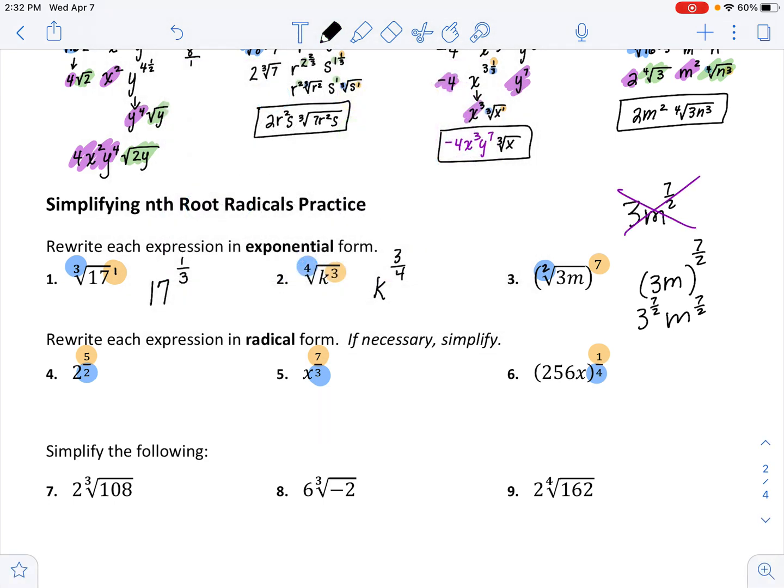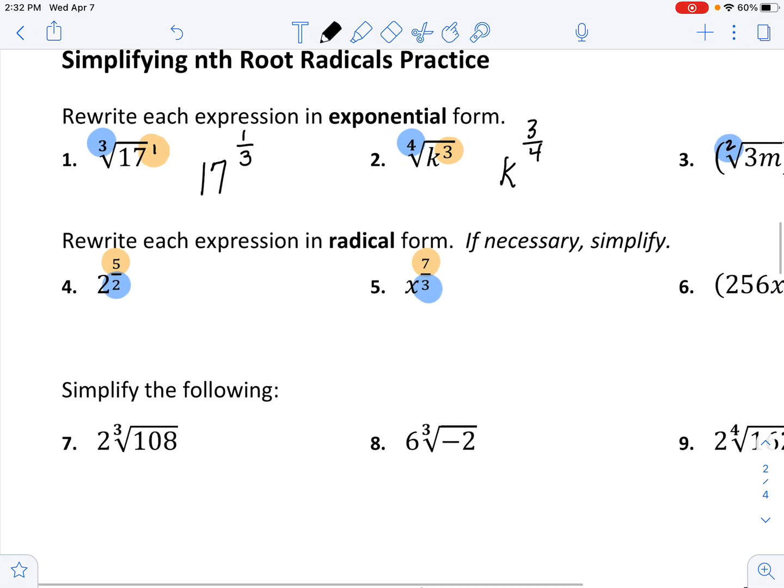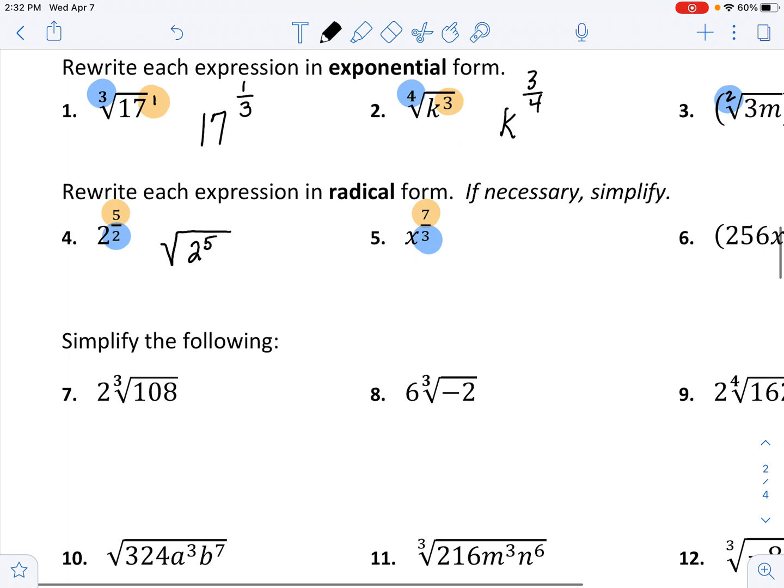Okay, so 4 through 6 say rewrite each expression in radical form. So now we're going back the other way. Bottom number is your index of your radical, and top number is your exponent for your radicand. Sorry. So this would be square root of 2 to the 5th, and then we're supposed to simplify.